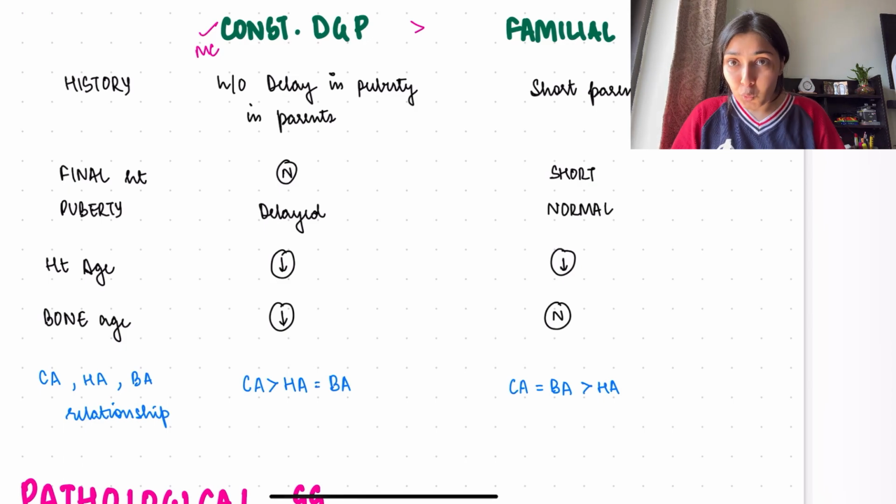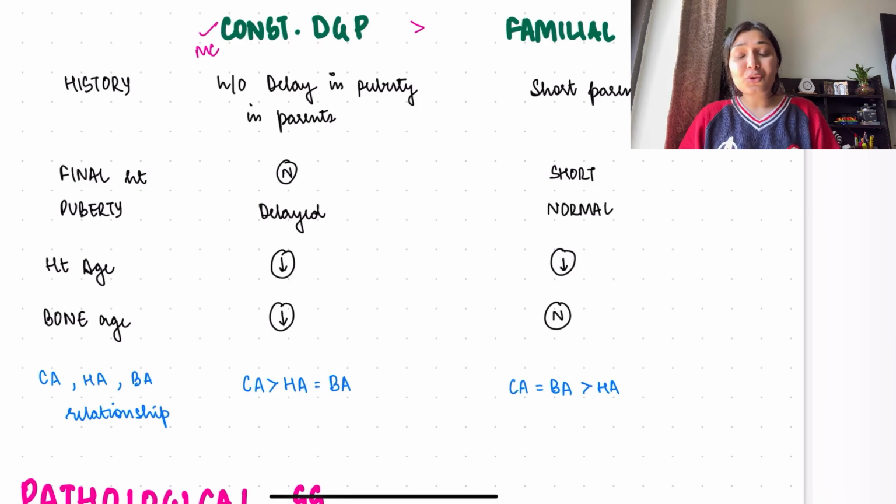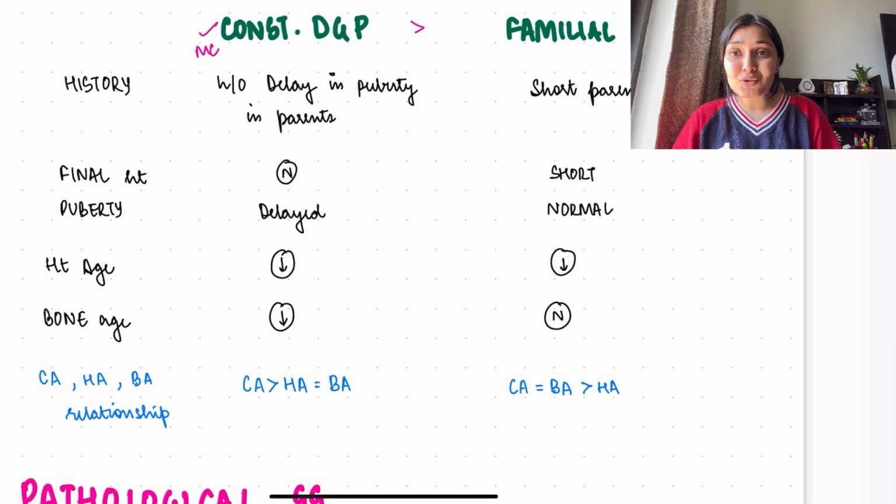Coming to the bone age. I know in constitutional delay of growth and puberty, the child is going to attain puberty later on, right? The child is slightly slower, so has a slow growth curve. So the bone age here is going to be less as compared to the chronological age. Whereas in familial short stature, the child is growing at a normal pace only, right? Here the bone age is going to be normal for that particular age.